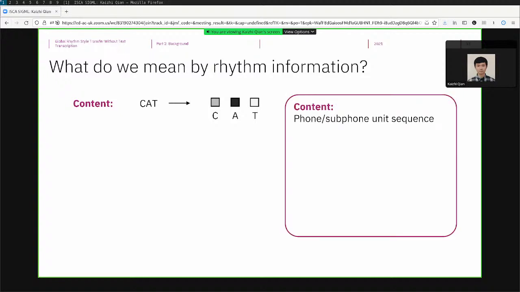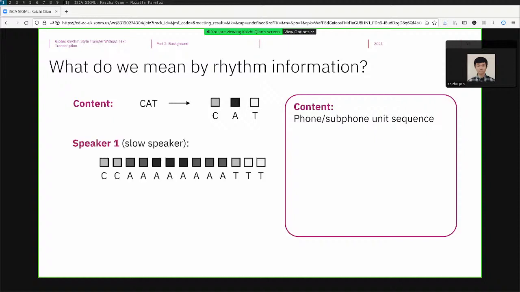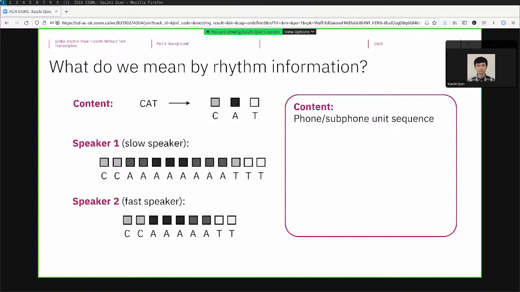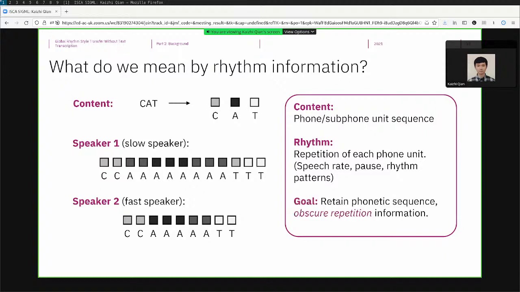Now, let me use blocks of different shades to represent a speech frame uttering each of the 3 phones respectively. If a slow speaker were to utter the word, he or she would produce a frame sequence like this, where each phone is repeated for many frames. If a fast speaker were to utter the word, each phone is repeated for fewer times. Such information about how each phone is repeated across frames is what we refer to as rhythm information. It characterizes the speech rate, pause, and other rhythm patterns of a speaker. Under this perspective, the goal of disentangling rhythm translates to retaining the phone sequence information while obscuring the repetition information.